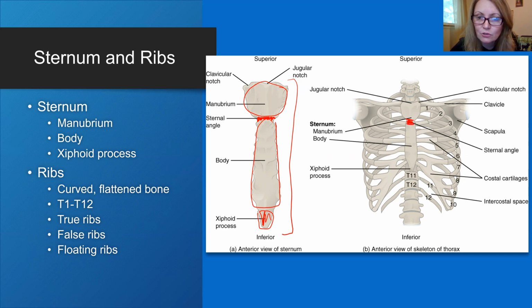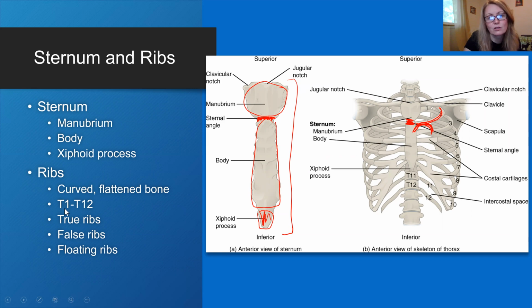So you see, this is your sternal angle, and the second rib is attached to the sternal angle, and this is where the base of the heart is. So if I would draw the heart, the base would be right there. So in surface anatomy, if you palpate the sternal angle, you know where the base of the heart is. Ribs are curved, flattened bones.